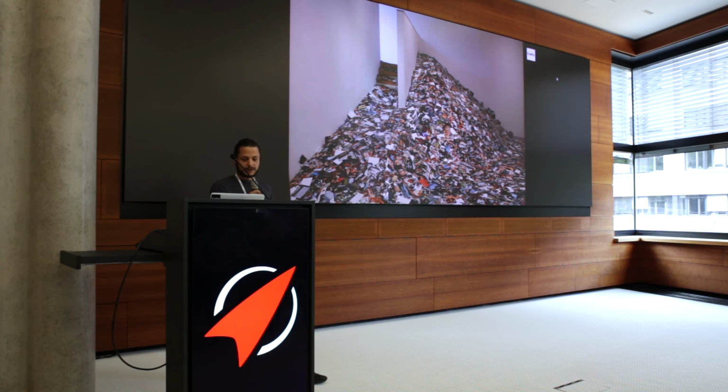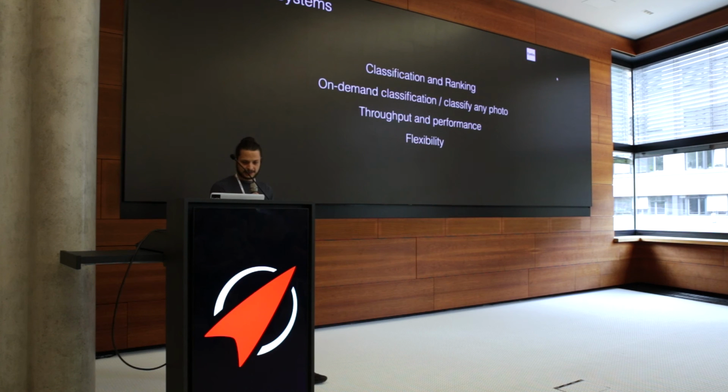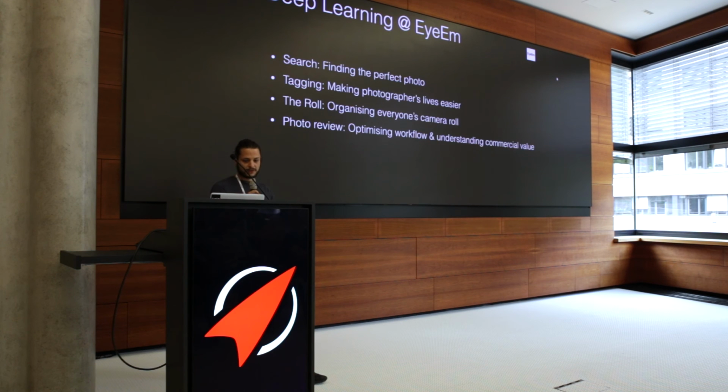So we have billions of photos created every day. We have more photos created every day than the whole history of mankind before the invention of the smartphone. Which means that to organize all of this, we need to build systems that can understand photos and can scale very well. So far, we have talked about understanding content, the visual appeal, either personalized or not, the copyright or permission issues on commercial photos, and the commercial value of photography, which gives us a bit of understanding of the industry itself. And we have built systems that scale, like with the Roll, that do classification and ranking offline, that can do on-demand classification, and are very flexible when launching these models. And we have solved all of these problems internally at EyeEm for our different audiences.